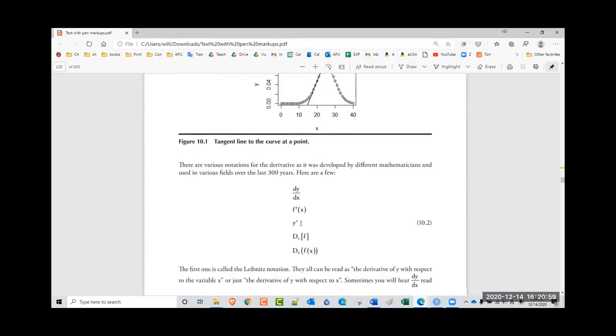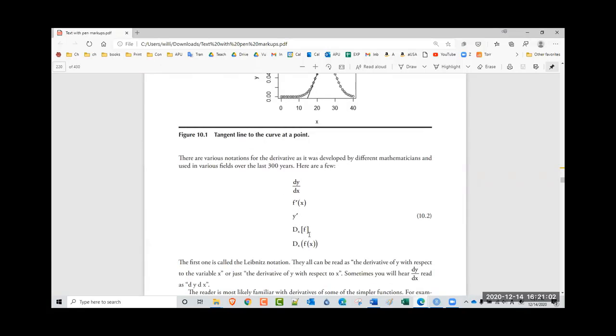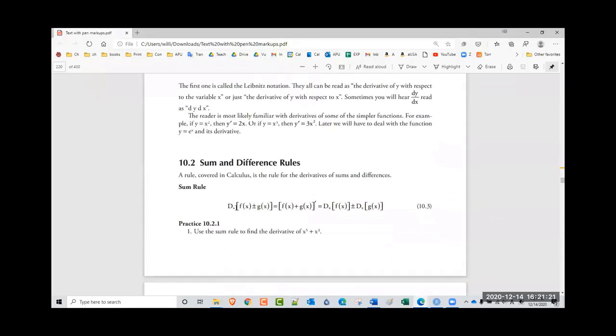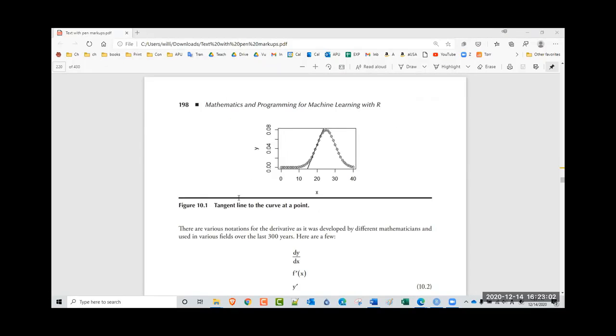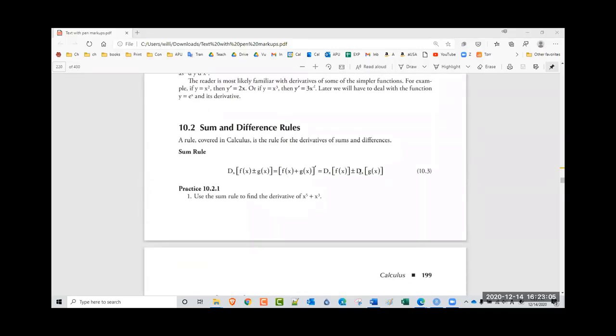There are so many different notations for the derivative because the derivative is such an important thing, and different people have used different notations for it, but they're all the same thing. So we can write it like this, like this, like that, like this, and like this. Now, here's a rule from calculus that says if you have the derivative of f plus g, you can, oops, there's a mistake here. We have this rule here, it should be plus minus here.